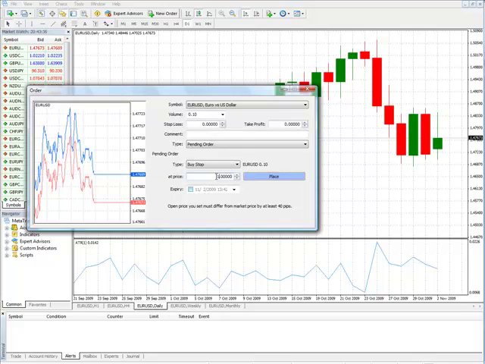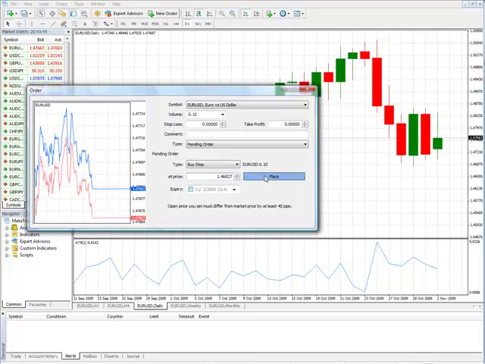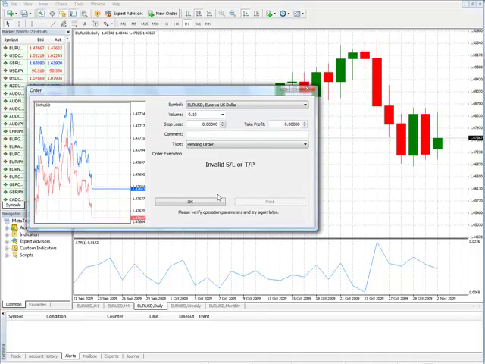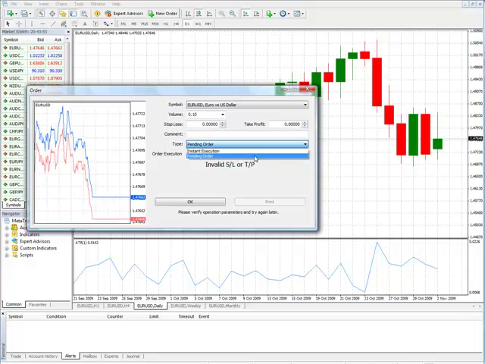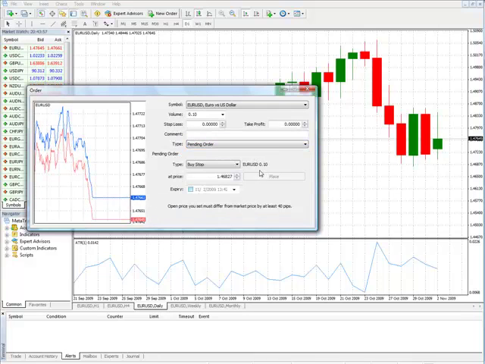is 1.46827. Okay. What did it tell me? Invalid stop loss or take profit. I'm not trying to set a stop loss or take profit. I just want a buy stop.